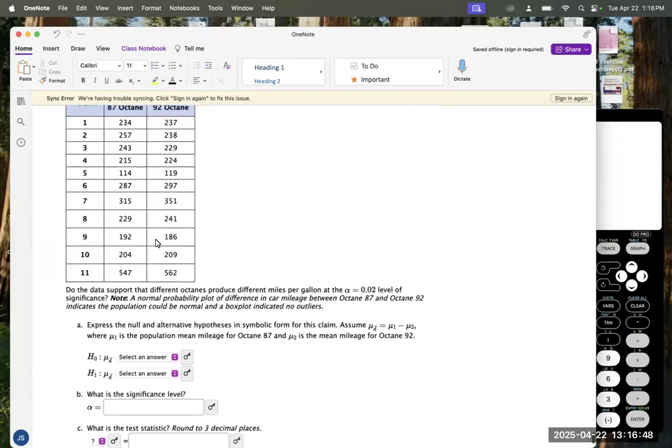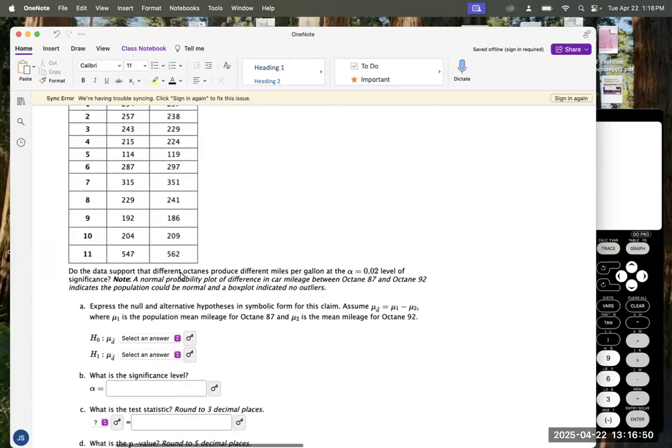They ask us here, do the data support that different octane levels produce different miles per gallon at the alpha equals 0.02 level of significance? They note a normal probability plot of the difference in cars' mileage between 87 and 92 indicates the population could be normal, and a plot with no outliers where it was verified. So we can go ahead and do our hypothesis test. This is a hypothesis test for match pair design of mean. So we're comparing two means.